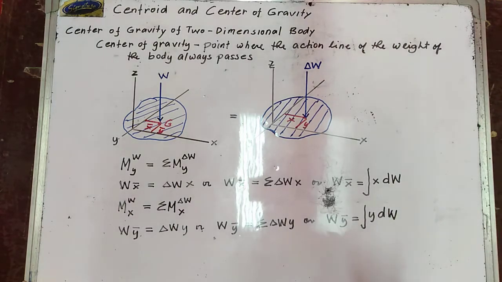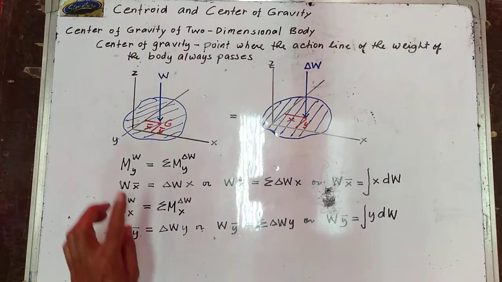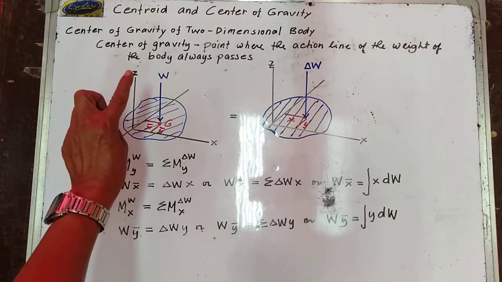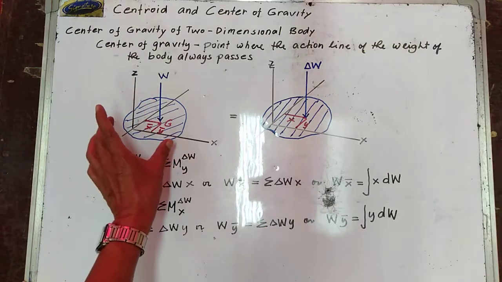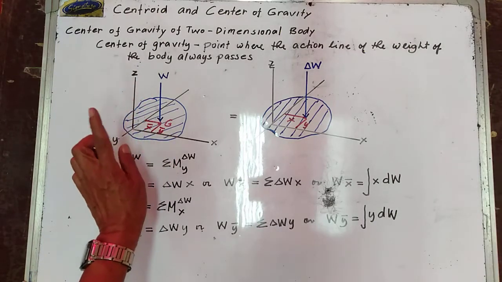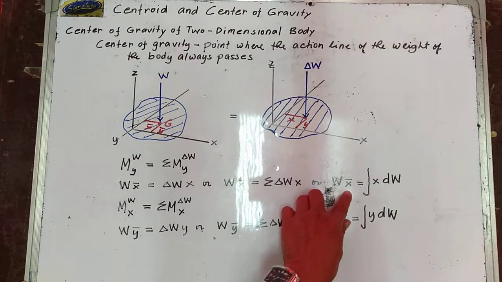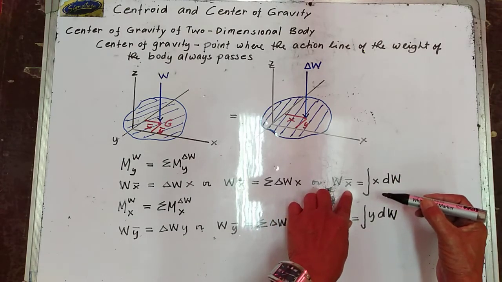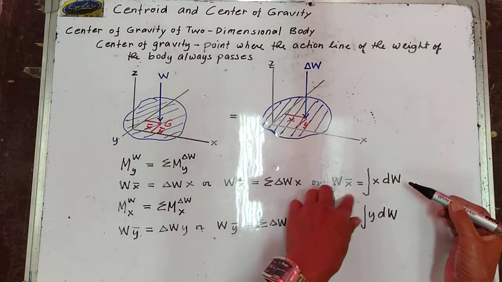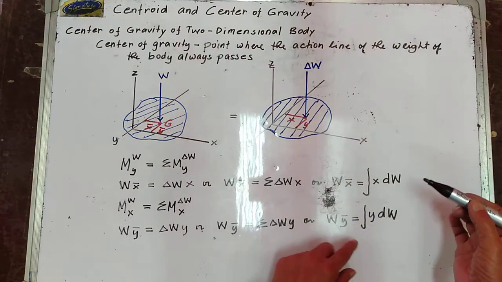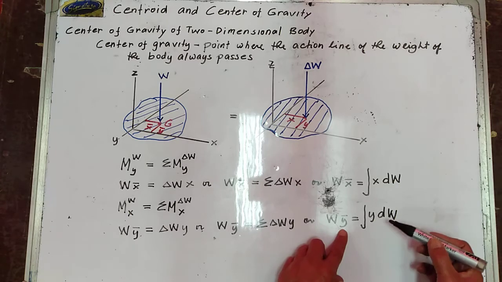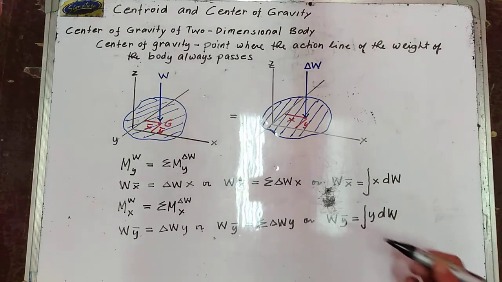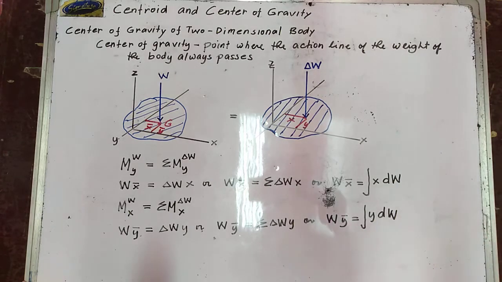So to determine the location of the center of gravity of a two-dimensional body, your bar x is equal to the integral of x dW all over the total weight. And your bar y is equal to the integral of y dW all over the total weight.